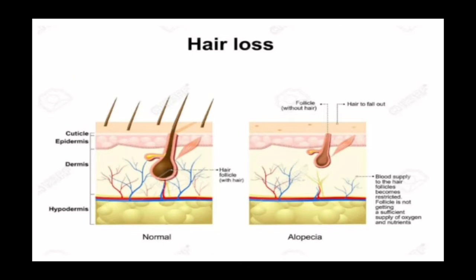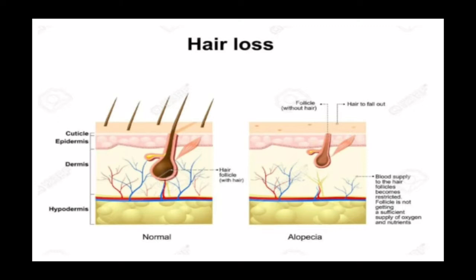Now we'll try to understand the process of hair loss with the help of this diagram. As you can see, there are two sides, normal and alopecia. In the normal case, you can see there are different layers: hypodermis, dermis, epidermis, and cuticle. The hair follicles are responsible for hair growth. In the normal case, the hair follicles are connected to different blood vessels which supply sufficient oxygen and nutrition to the hair follicle, which promotes hair growth.